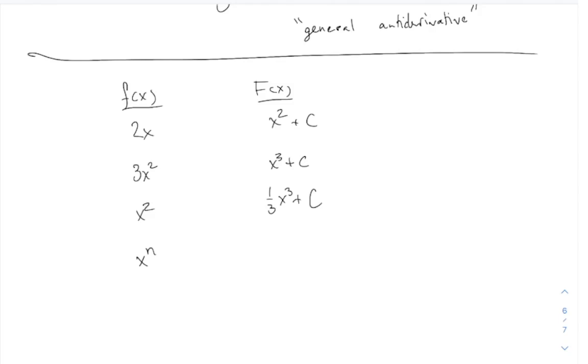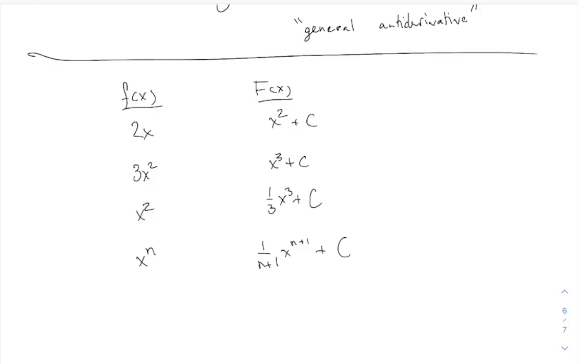Anybody know the rule? The antiderivative of x to the n? This is like a power rule for antiderivatives. There is such a thing. Yeah? Would it be x? You can think about what happened right here. Okay, 1 over n, x to the n plus 1. Yes, he said 1 over n plus 1, x to the n plus 1. All right?